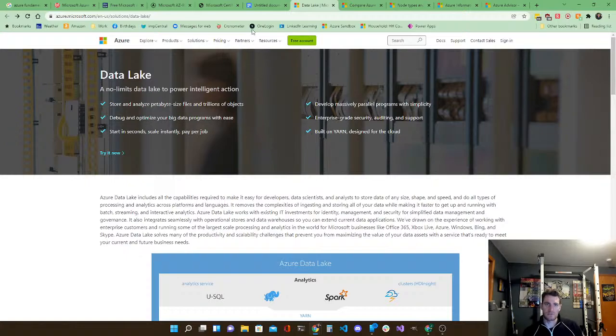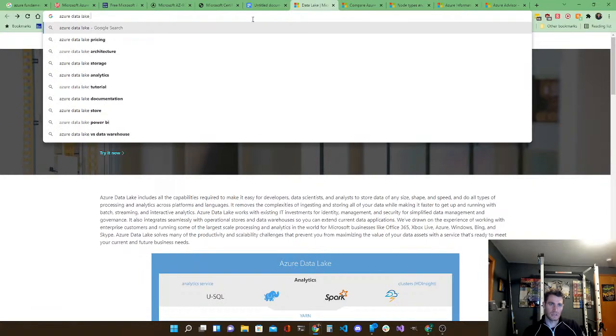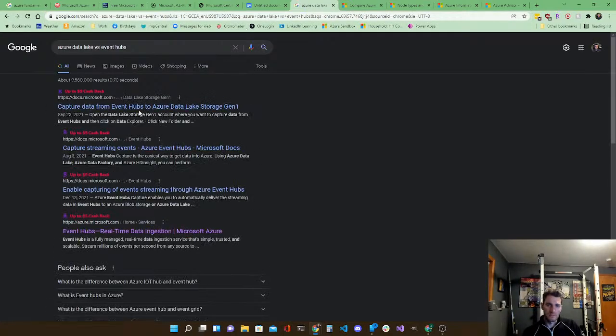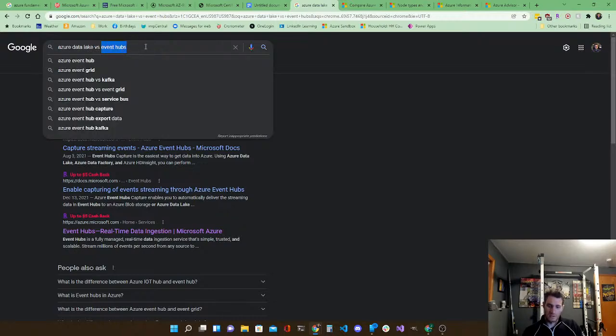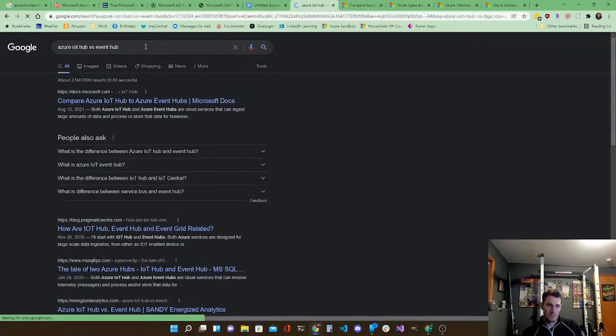So, like, what's the difference between Azure Data Lake versus event hubs? So you're going from event hubs to data lake, because data lake is just the storage. IoT hub versus event hub.